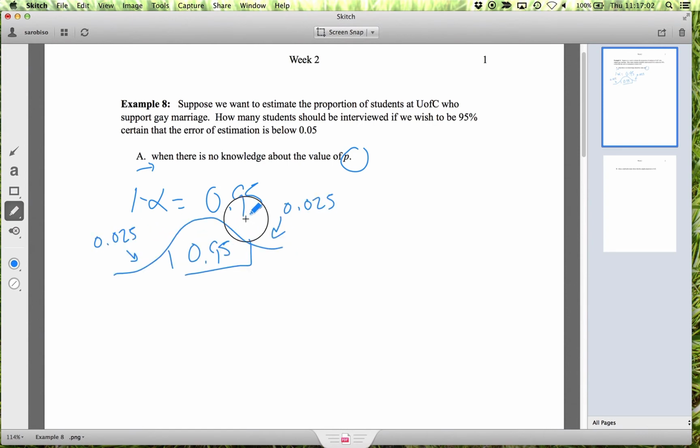Okay, this is a Z distribution, and so we can look up into our Z charts here, 0.025 to get this negative Z alpha over 2 value. This will be negative 1.96. Okay, so here I've got my alpha over 2 value.